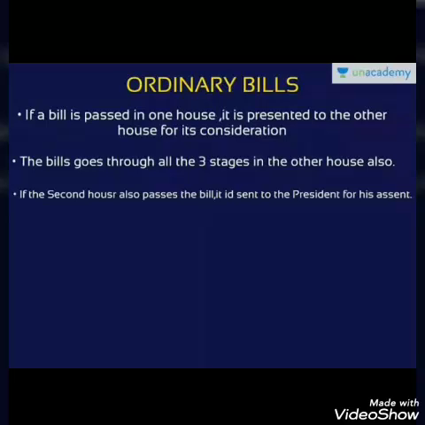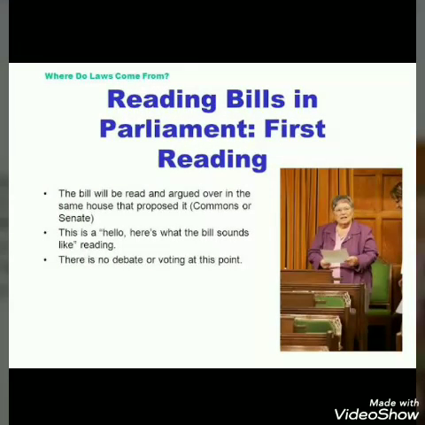Every ordinary bill that is introduced has to go through some readings, some procedures, in each house. These are the three readings for ordinary bills, in sequence. The first one is the first reading. At this stage, the concerned minister or a private member asks the house for permission to introduce a bill. Those members who want to introduce a bill get permission for it.